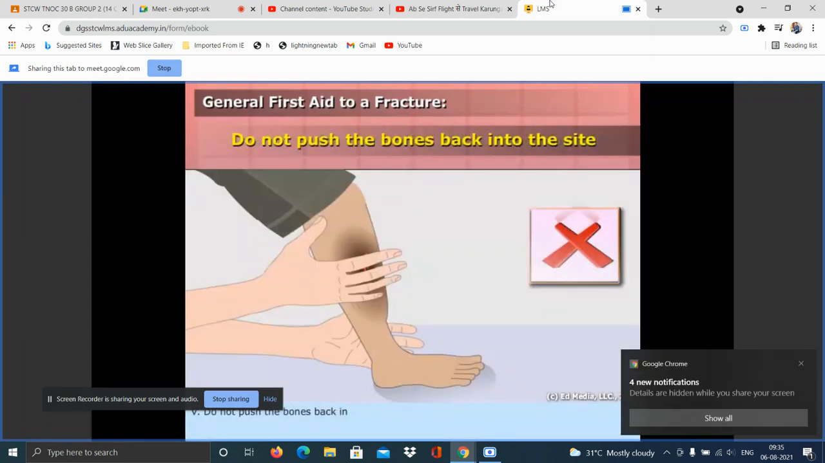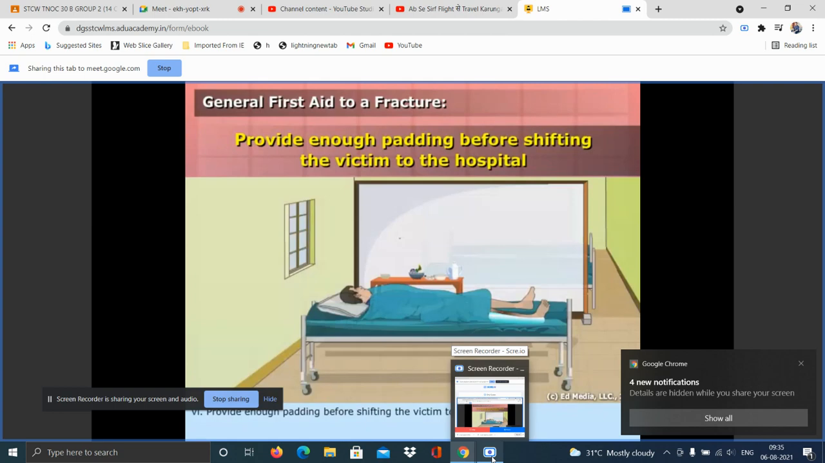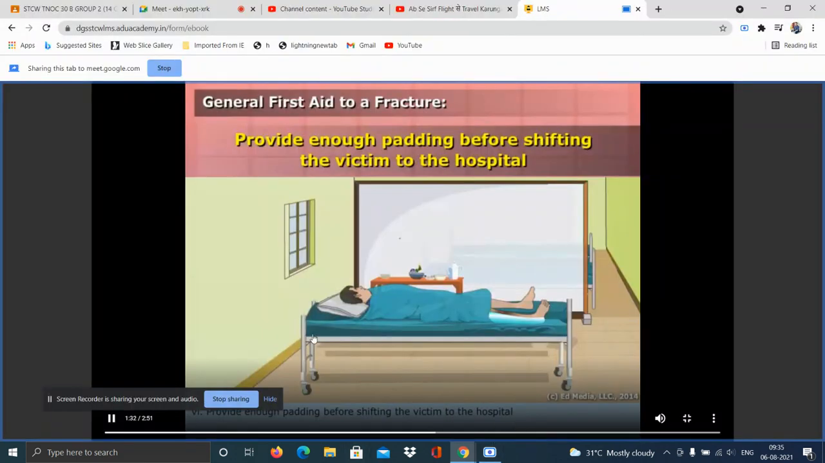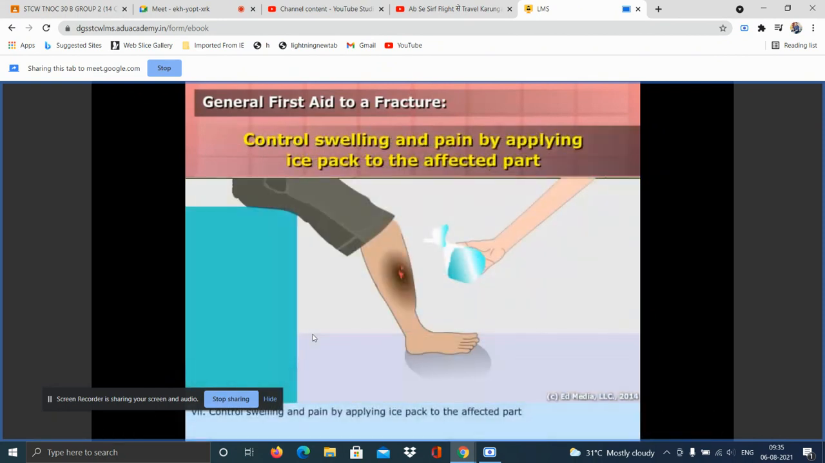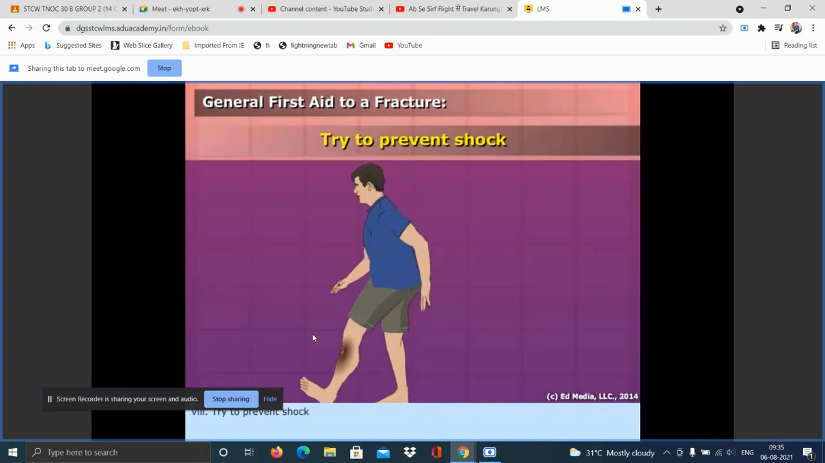5. Do not push the bones back in. 6. Provide enough padding before shifting the victim to the hospital. 7. Control swelling and pain by applying ice pack to the affected part. 8. Try to prevent shock.